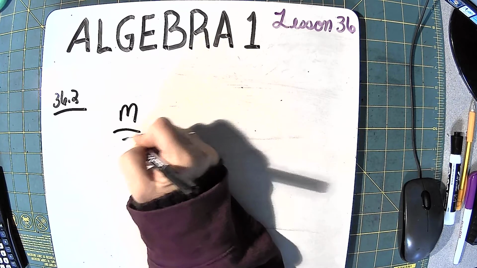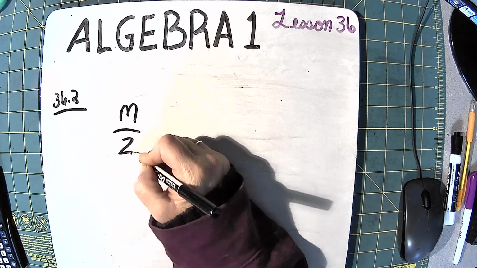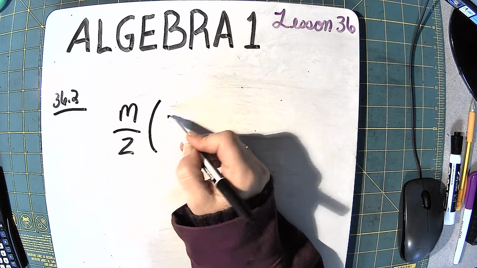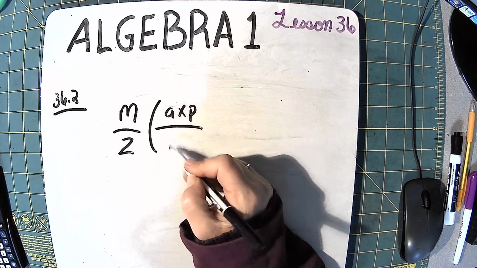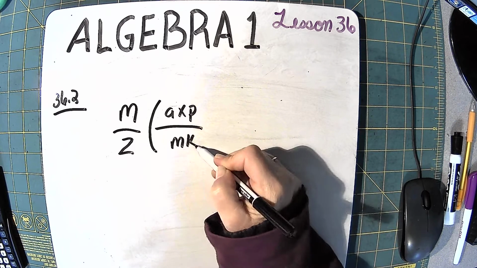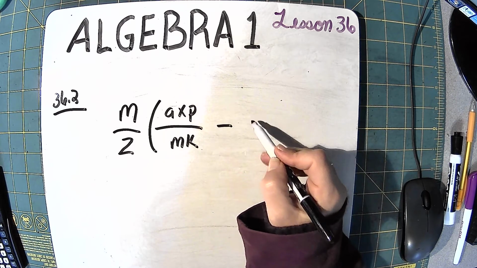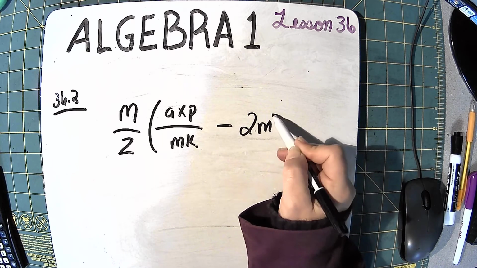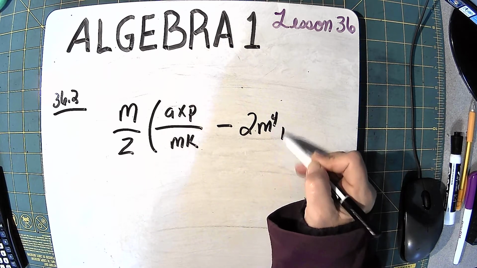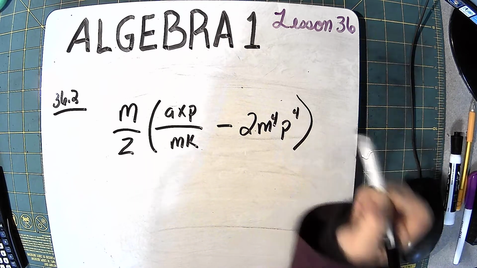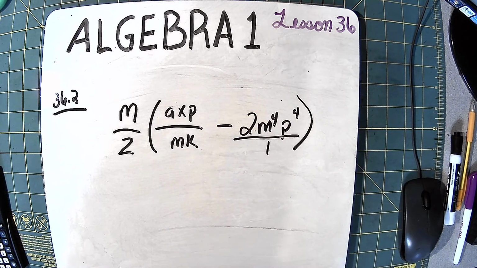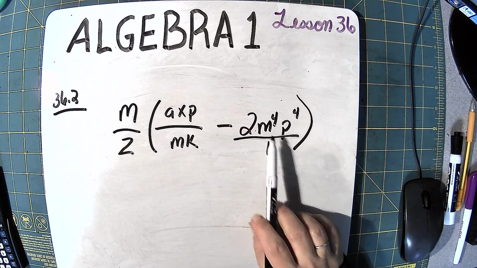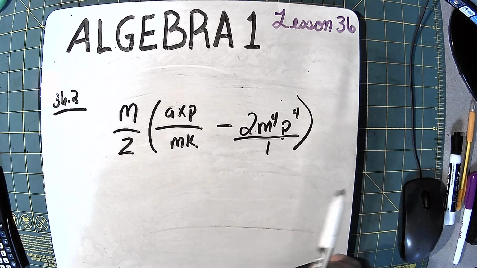M over z times a x p over m k minus 2m to the fourth p to the fourth. Okay, this one's a little different because it's a whole number. We're just going to put it over 1, so we don't get confused. So whenever you have a whole number, make it a fraction over 1.